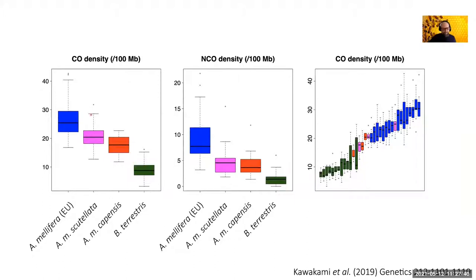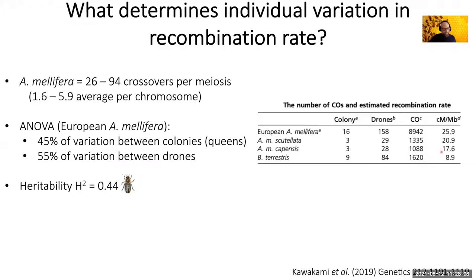Although the numbers of the two different subspecies of honeybee are rather small, so it's unclear whether these differences are significant. But one thing that is obvious is that there's very large variation between colonies of both species, suggesting that there's substantial variation in recombination rate between individual queens. And so this level of variation is that we see between 26 and 94 crossovers per meiosis between different drones.